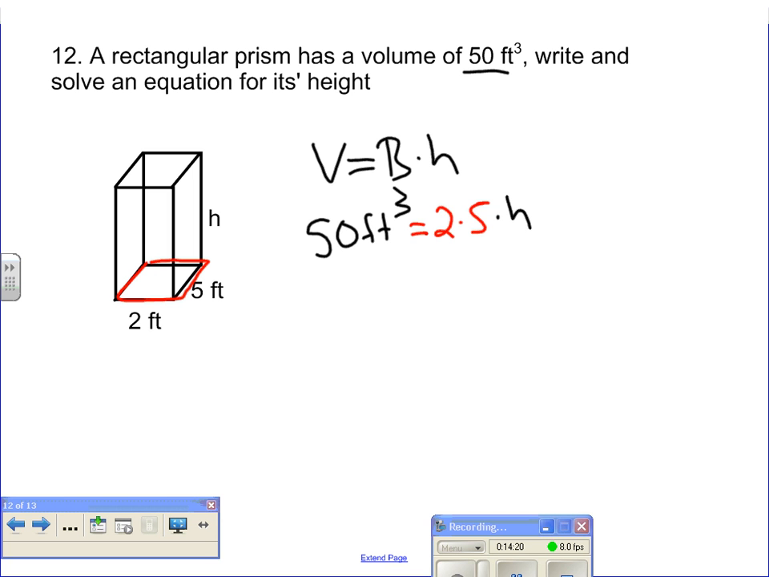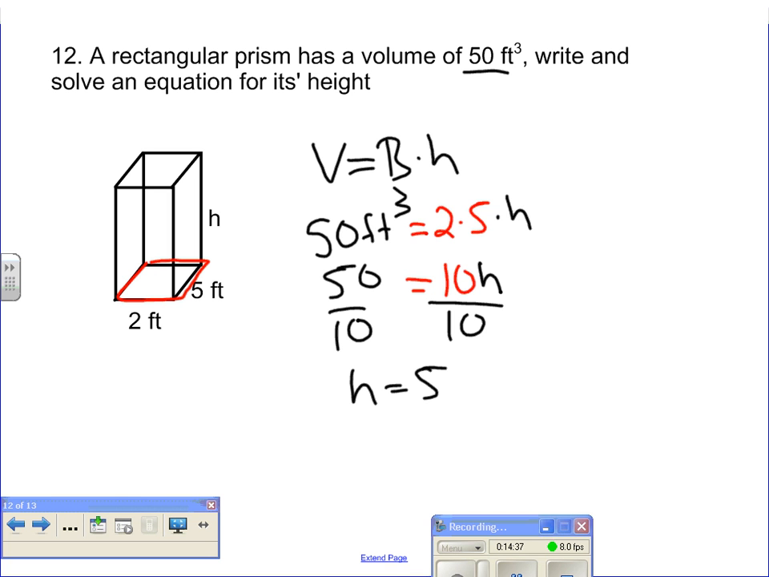And we're left over with our h, right? We don't know what h is. We're trying to figure that out. Well, 2 times 5 is going to give us 10. So we're left with 10h is equal to 50. So divide by 10. And h is going to be equal to 5. Okay. So I think last video for the last one will be done.